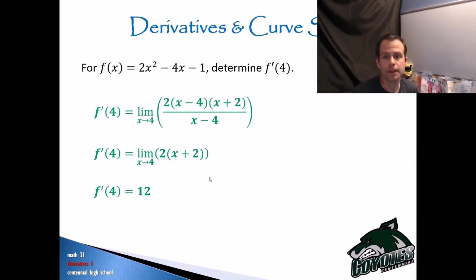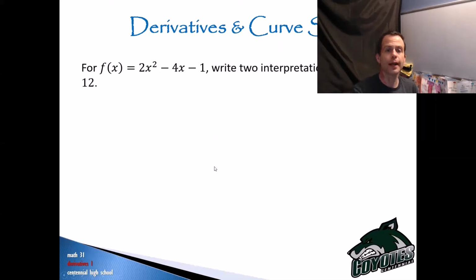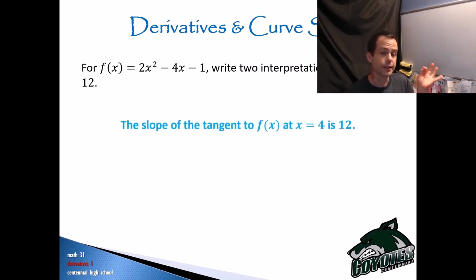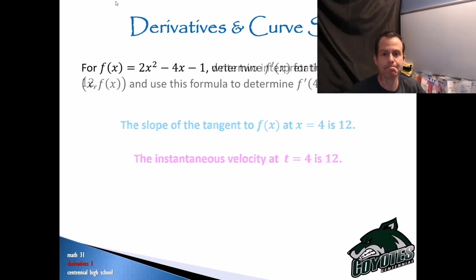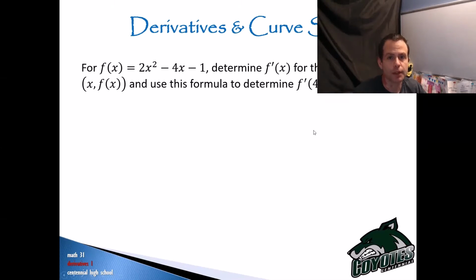Okay. So for f of x equals 2x squared minus 4x minus 1, write two interpretations of f prime at 4 equals 12. Okay, so here we go. We could say the slope of the tangent to f of x at x equals 4 is 12. That's what I just said to you, right? If you were listening. Or we could say the instantaneous velocity at t equals 4 is 12.